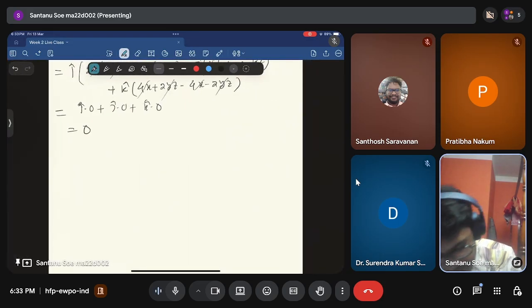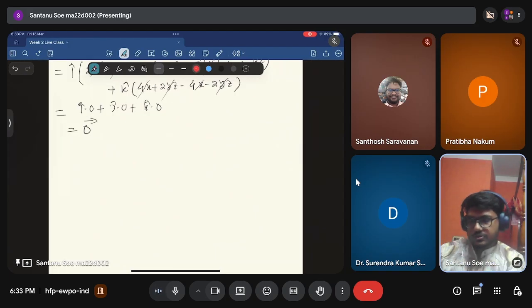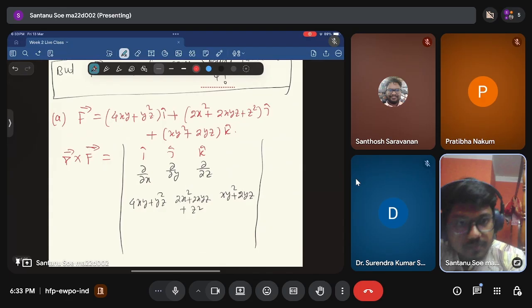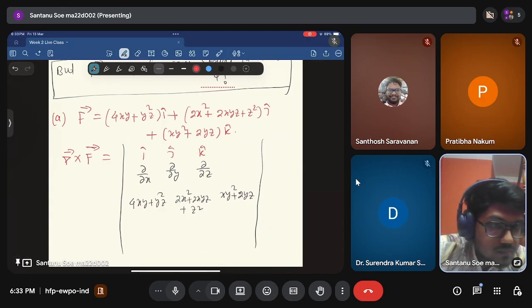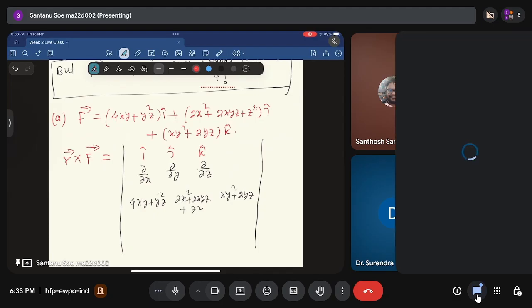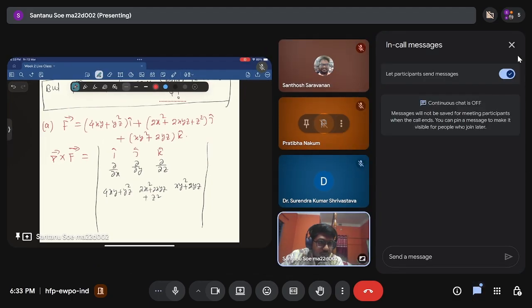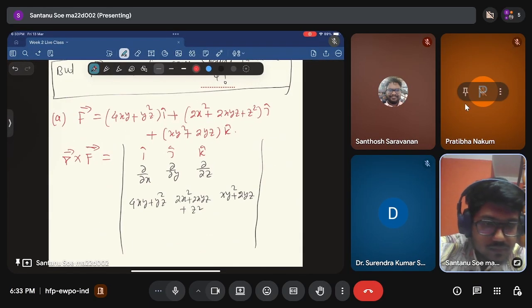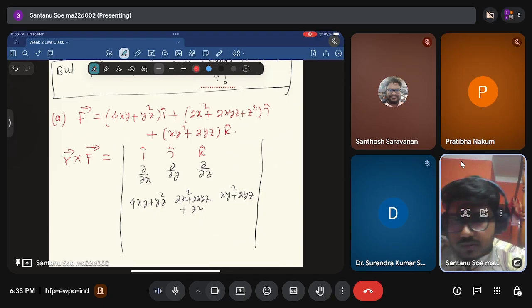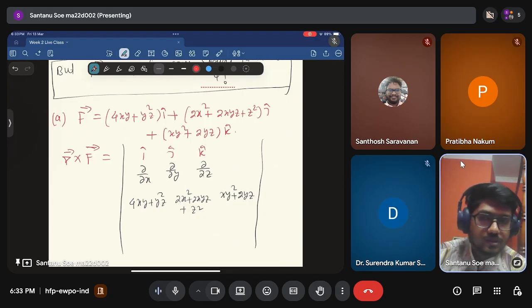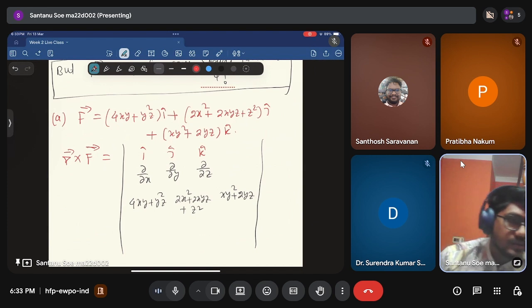So yeah, I hope this is clear. So this should be a 0 vector. Now let us try to see another question. Is there any doubt for this question? Anyone? Yeah, is there any doubt? I think this is clear, right? According to the result, or according to the fact we have just given.